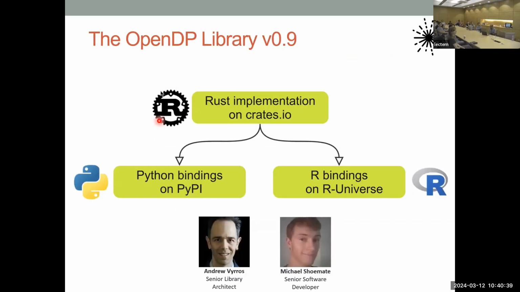All right, so let me get to the OpenDP library. It's implemented in Rust. But there are bindings. It's now in version 0.9, with bindings to use it from Python and R.